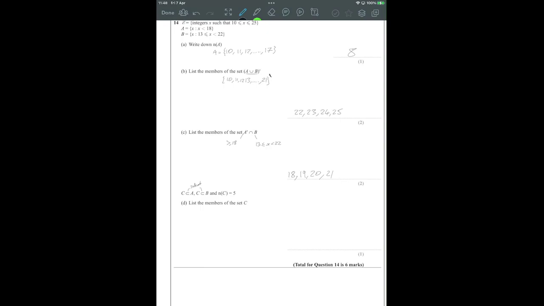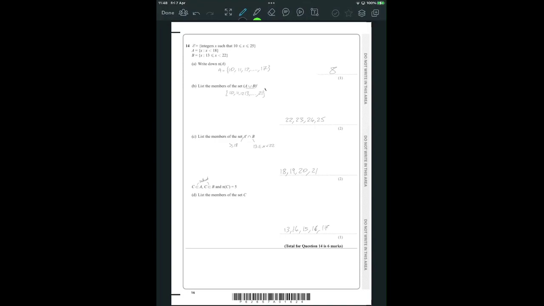So how many elements are actually in both? Well, 13 is within both. 14, 15, 16 and 17 obey both A's rules and B's rules, and there's 5 of them, so that has to be the set C. There are no other choices. Question 14 is done.